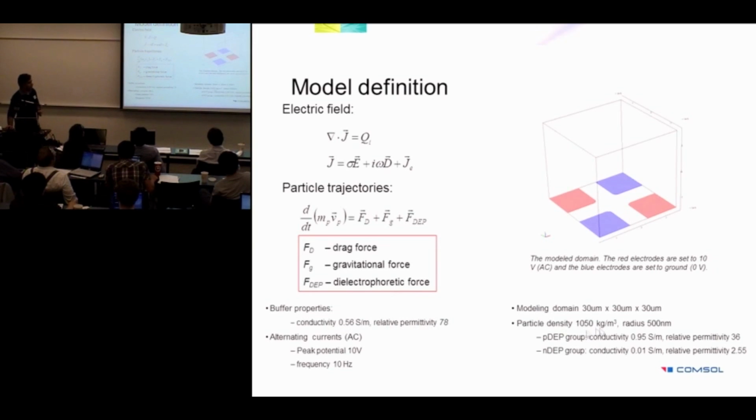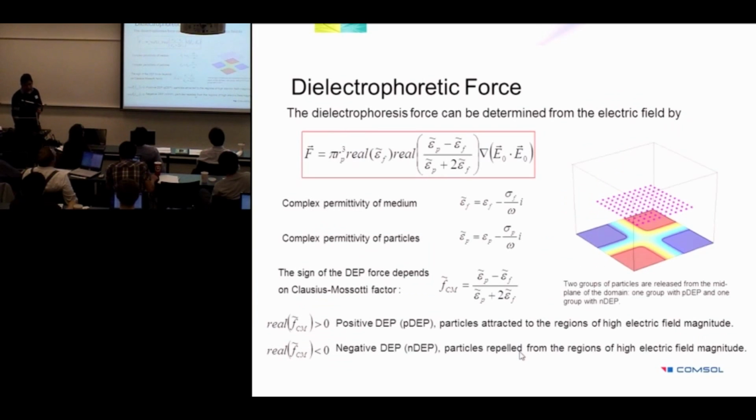Then we have two different types of particles there. We could have a positive DEP or a negative DEP based upon the conductivity and relative permittivity of the particles. So in this example, we can calculate the forces on that based upon this expression. If you want more information, you can look into the literature, the papers on dielectrophoresis. You will find this is a very common equation for dielectrophoretic forces.